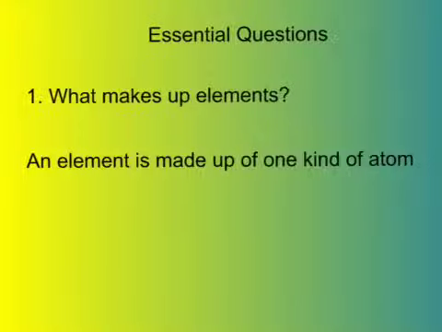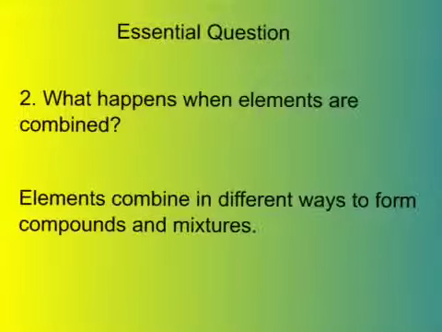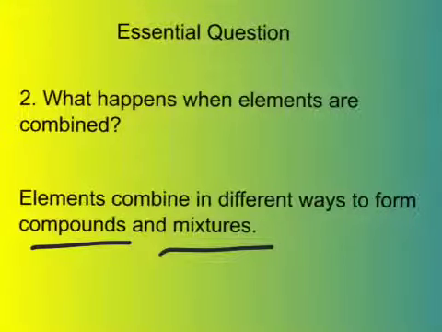Alright, that's our words. Okay, so now let's look at our essential questions. First one is, what makes up elements? And the answer is, an element is made up of one kind of atom. If it has more than one kind of atom, it is not considered an element. Essential question number 2. What happens when elements are combined? As we discussed with our vocabulary words, there's two ways to combine them. They can be compounds and mixtures. Remember, compounds are when two or more elements are combined and they lose their original properties. Mixtures are when two or more elements are combined and they maintain their original properties.